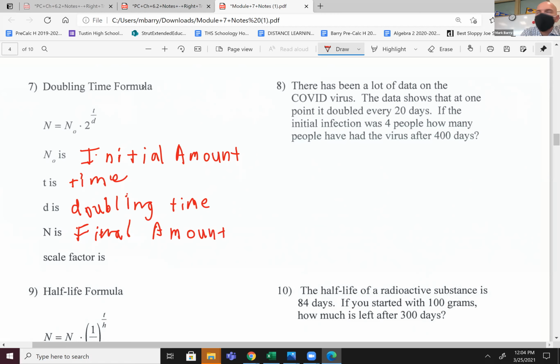Our scale factor here. Any guesses as to what our scale factor is? What's the base of the exponent? 2. Just the base, right? The base is 2. The base is the thing that's holding up the exponent.